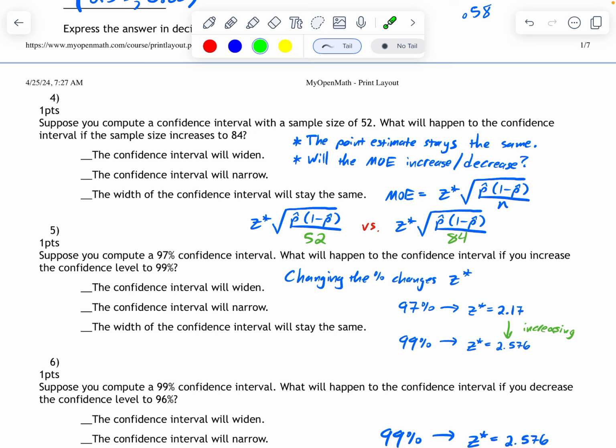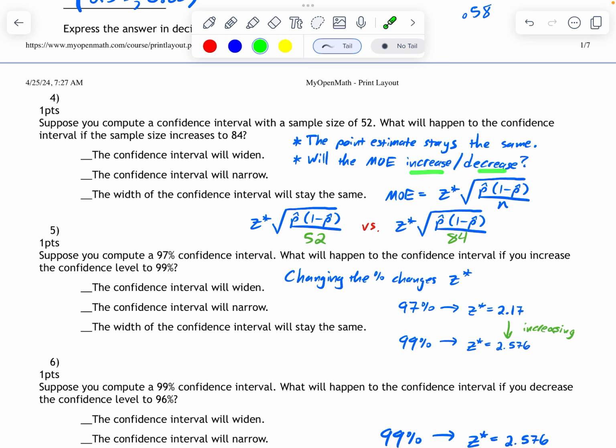Every sample should theoretically accurately point to the truth. If, for example, I am a 70% free throw shooter, all my samples should point to that 70% success rate. Whether I take 20 free throws or 100 free throws, the center of all of these samples should be 70%. So the point estimate doesn't move. What will change is the margin of error. It'll either go up or go down.